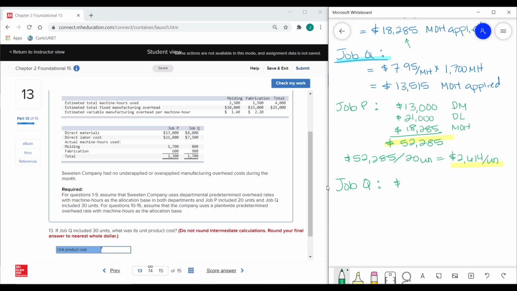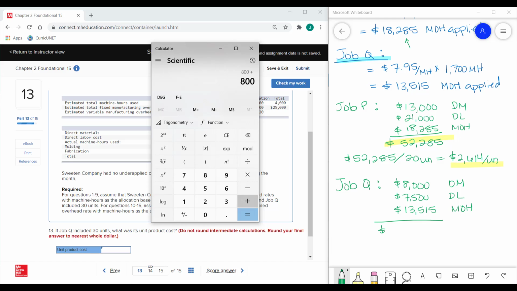The direct materials spent on job Q in the month of March is $8,000. The direct labor spent on job Q is $7,500. And the overhead we applied to job Q just now using the plant-wide POR is $13,515. We're going to add all of that together to find the total cost of job Q. We'll do 8,000 plus, let me do that again, 8,000 plus 7,500 plus 13,515 for a total cost of job Q of $29,015.